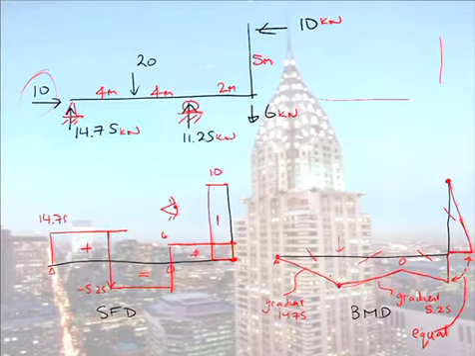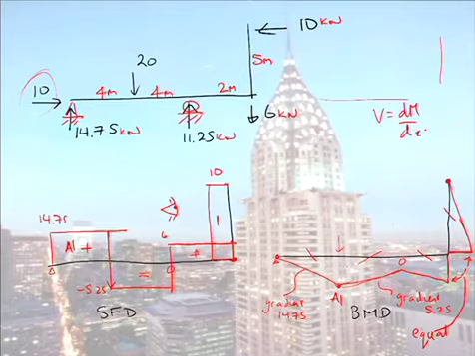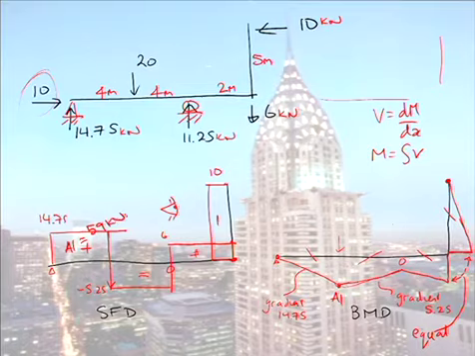The value here is just area 1, is it not? Because if V is equal to dM/dx, M is equal to the integral of V, which is the area under the shear force diagram. Area 1 is equal to 59 kilonewton metres. It's equal to 14.75 times 4 metres. So that value there is 57.